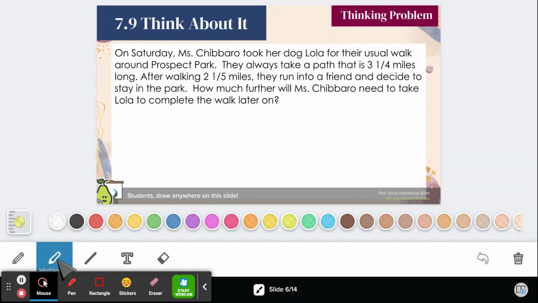I am going to demonstrate how to solve this by annotating and putting equations. So let's go. I'm going to start off with a highlighter.